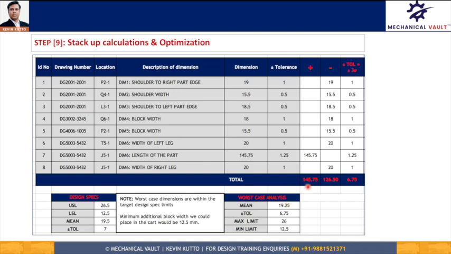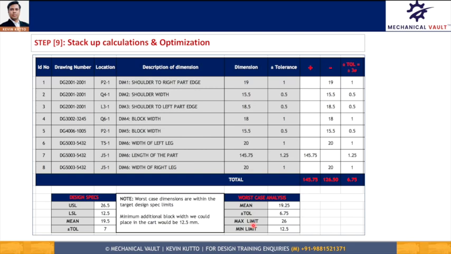So if you do 145.75 minus 126.5, you're going to get mean, which is 19.25. This is a mean gap A dash B, not the average of all the dimensions. Many people get confused here. Now, plus minus tolerance is very easy. You have to directly take this 6.75.